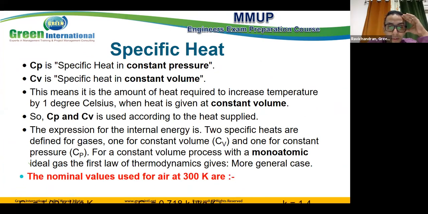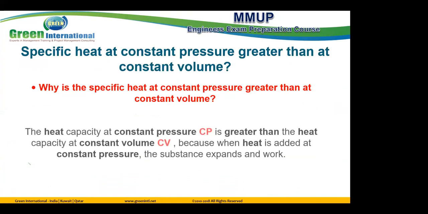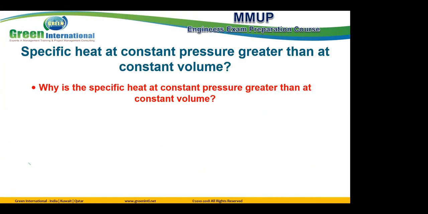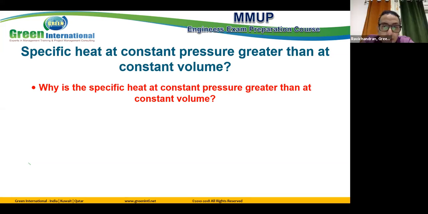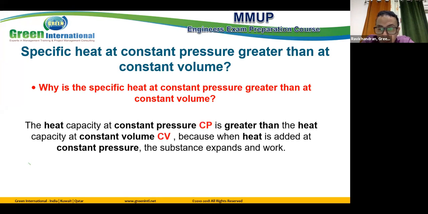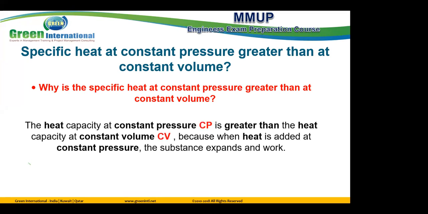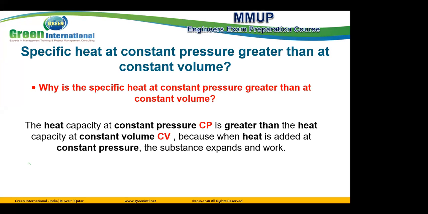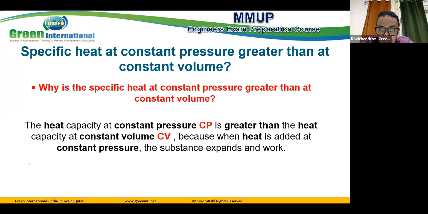Let's see some questions for this one. First question, why is the specific heat at constant pressure greater than the specific heat at constant volume? Actually, specific heat at constant pressure considers the flow movement, the expansion of the flow itself, P delta V. So the specific heat CP is greater than the specific heat at constant volume CV, because the heat is added at constant pressure and the substance expands and does work. You can obtain work. Okay, P delta V.